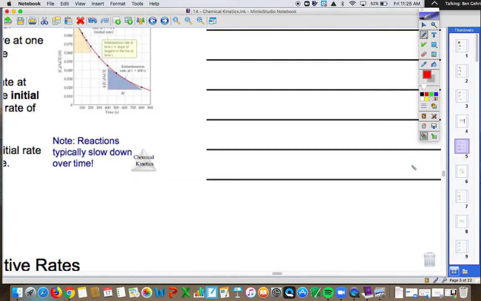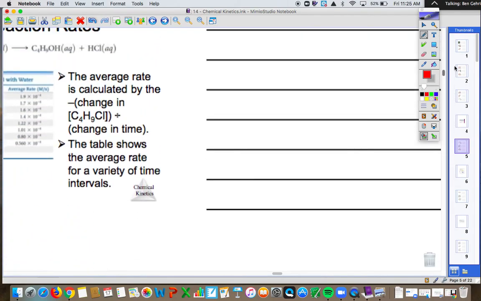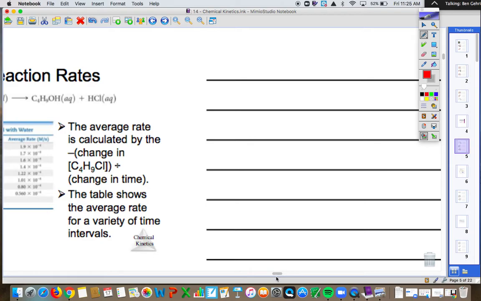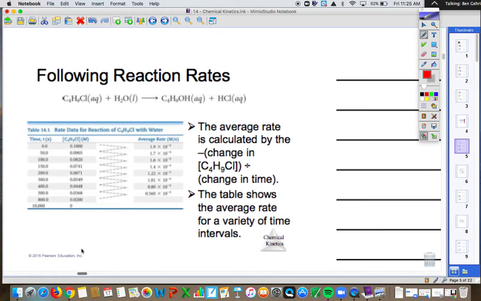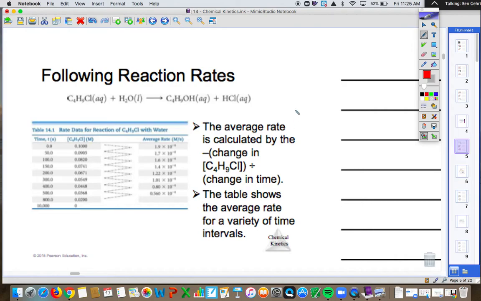Let's look at some other pieces of information. This is the same table. You can find your average rate by calculating your change in 1-chlorobutane divided by your change in time, which is what they've done here. The table shows your average rate between those time intervals. From 0 to 50 seconds, the average rate is 1.9 times 10 to the minus 4th. For 50 to 100 seconds, it is 1.7 times 10 to the minus 4th, and so on and so forth.